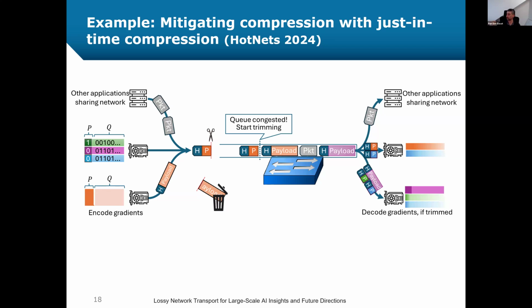So our idea here was this, right? Let's assume that this is happening. Let's assume that the switches in the network, they don't have to be programmable, but they are following this strategy of trimming packets whenever they see congestion.